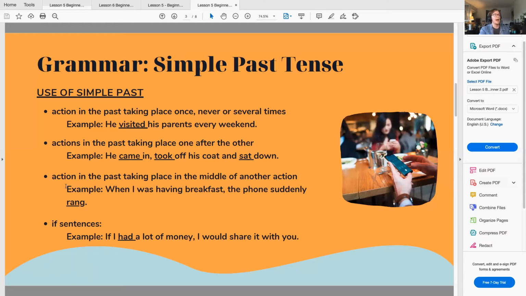Okay, so actions in the past that take place in the middle of another action. So for example, when I was having breakfast, the phone suddenly rang. First part of the sentence, you've established that you were doing something, you were having breakfast. Past tense tells the person you're listening to that while you were doing this other action, something else happened at the time. And it's absolutely crucial for if sentences, hypothetical sentences, such as, if I had a lot of money, I would share it with you.